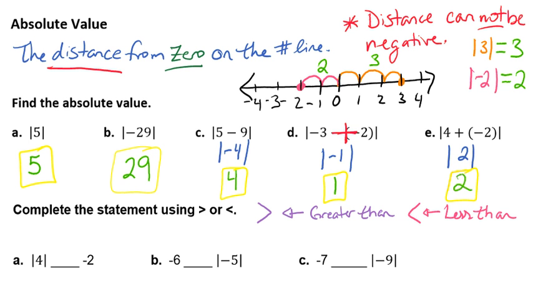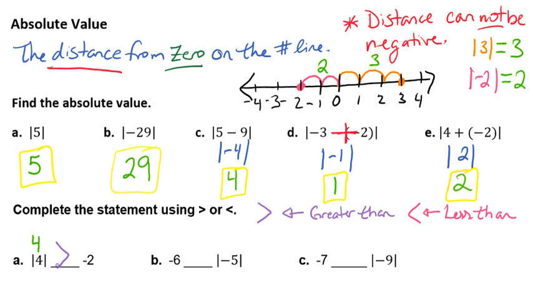So if we look at this first problem, we have the absolute value of 4, which we know is 4, and we want to compare that with -2. So what's bigger, 4 or -2? Well, that's right. 4 is bigger, which means that we're going to put a greater than symbol there. Let's move on to our next one.